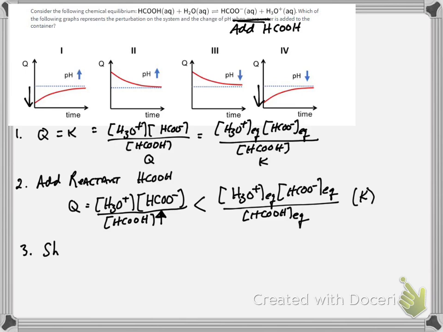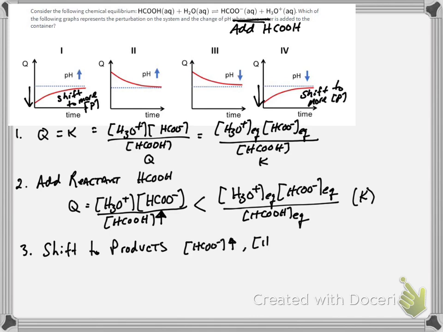And so that gives us 1 and 4 again. We have to shift to products. We always shift away from what we added. So if you add a reactant, you shift to products. More products mean more HCOO minus, more H3O plus. So by doing so, that's how we reestablish equilibrium. So in the shift, the reactants went down. Initially it went up because we added it, but then we shift and it goes down.